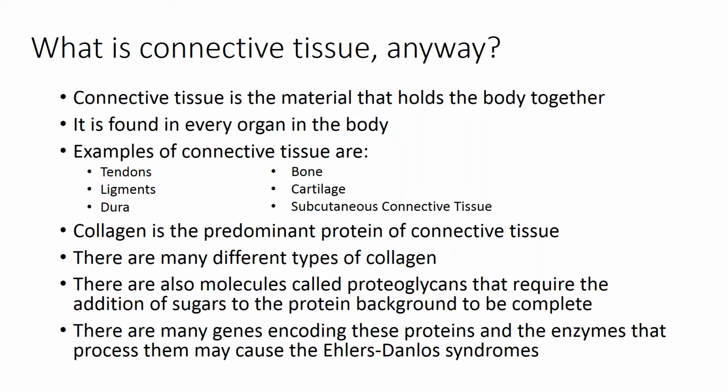When we look at connective tissue across the board, collagen is the most prominent protein in connective tissues in general. There are many different types of collagen. And there are also molecules that we call proteoglycans that require the addition of sugars to the protein background for them to be complete. So when we think about the proteoglycans, the collagens, and the other molecules of the connective tissue, there are many genes encoding the proteins and the enzymes that process them that may cause the Ehlers-Danlos syndromes.